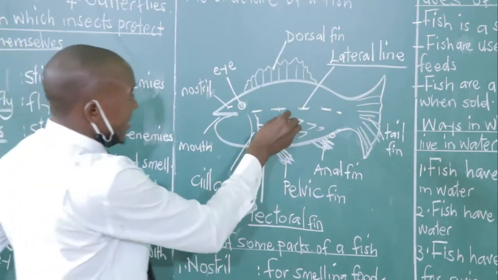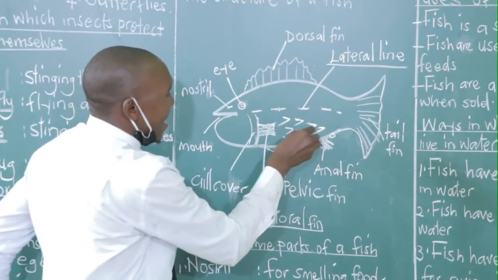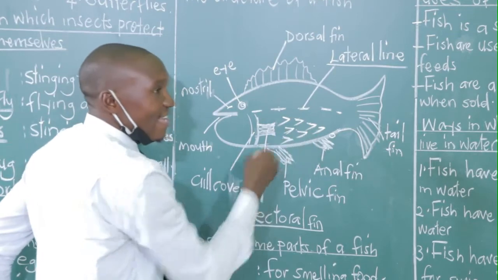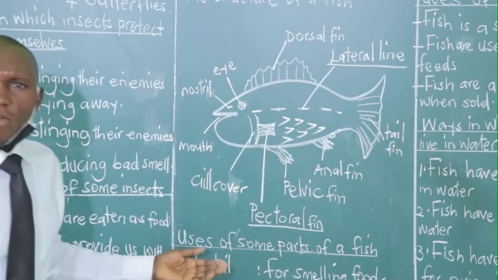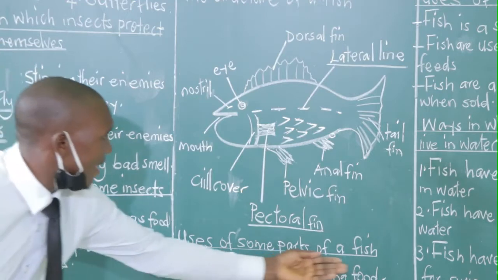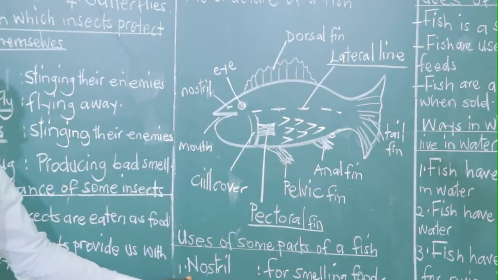Then there are these parts here. I know you know them. These ones here are the scales of the fish. We looked at some uses of these parts. Uses of these parts. The nostril.